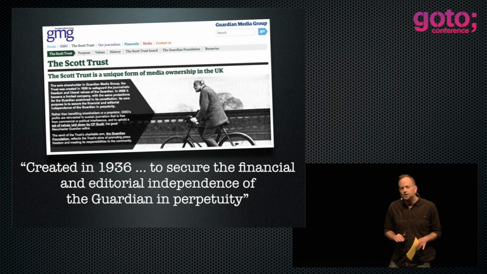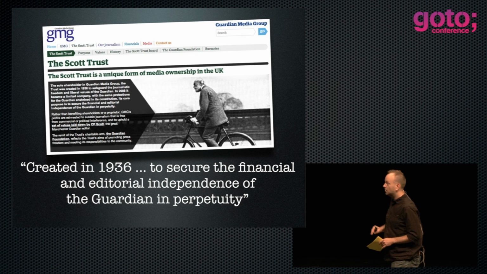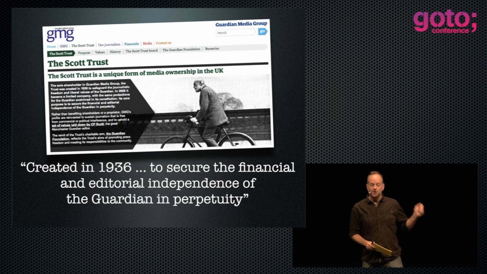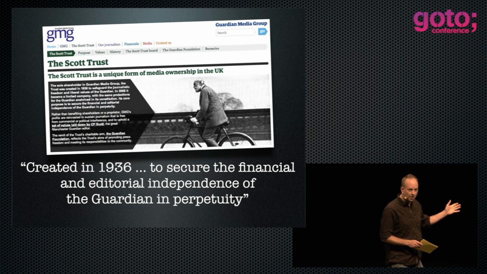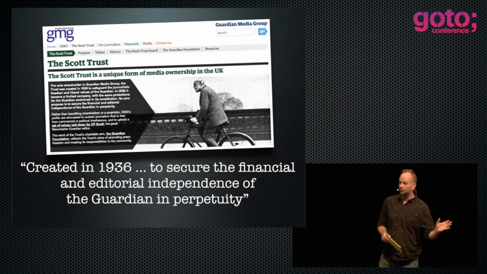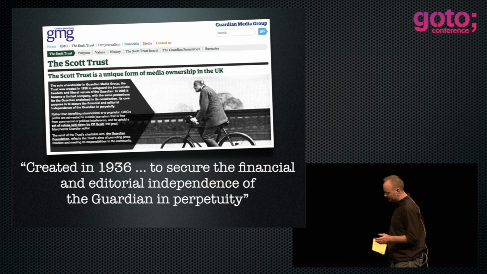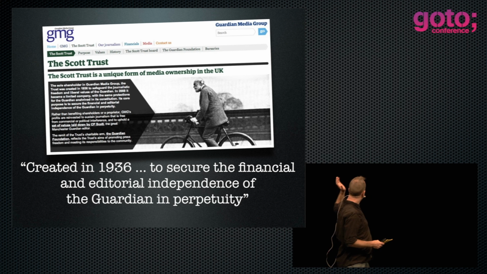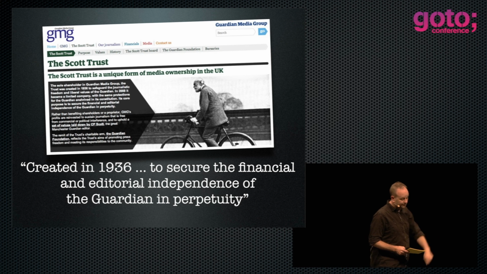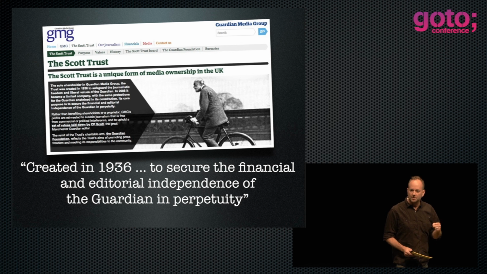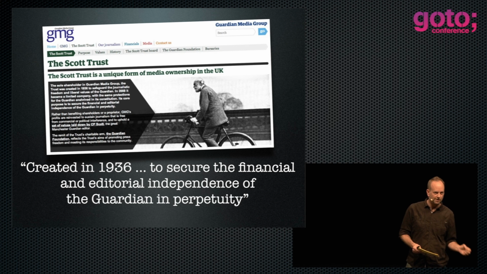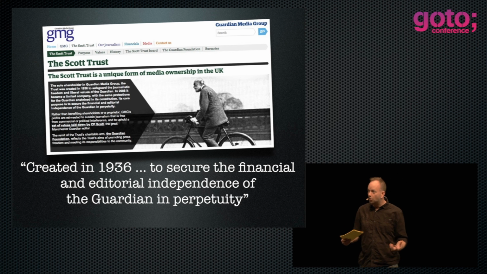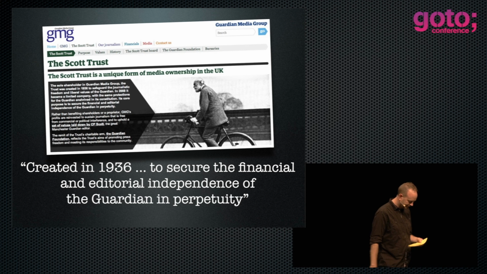Uniquely, Guardian Media Group is owned by the Scott Trust. Now, the Scott Trust was created in 1936, when our proprietor of the time saw his years were nearly at an end, T.P. Scott. And it exists, as it says there, to secure the financial and editorial independence of The Guardian in perpetuity. We do not have a proprietor. We have a trust that owns us and allows us to do more interesting things than other media organizations.